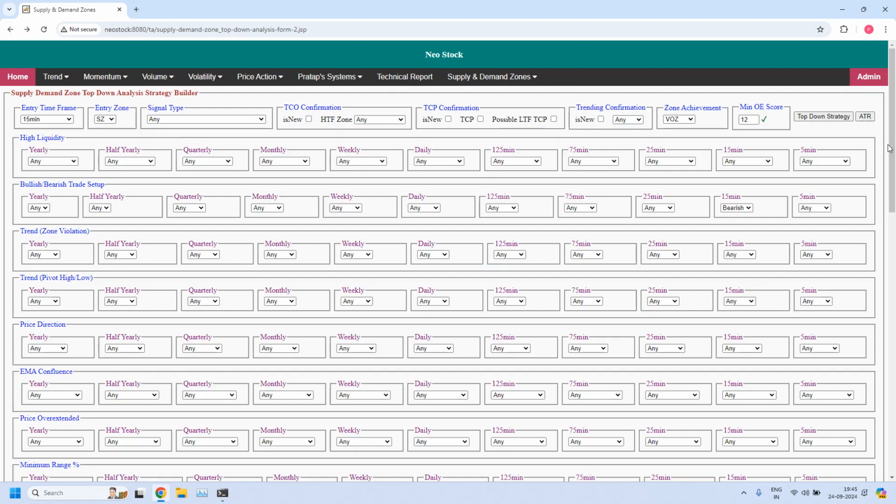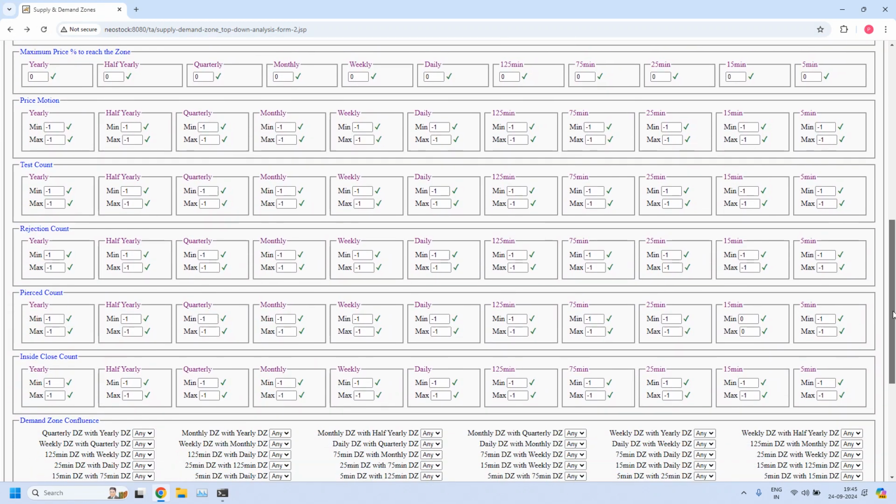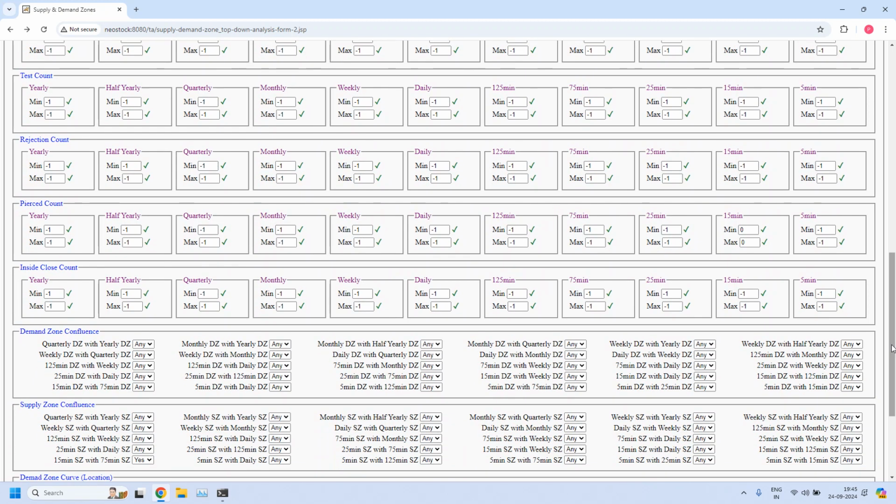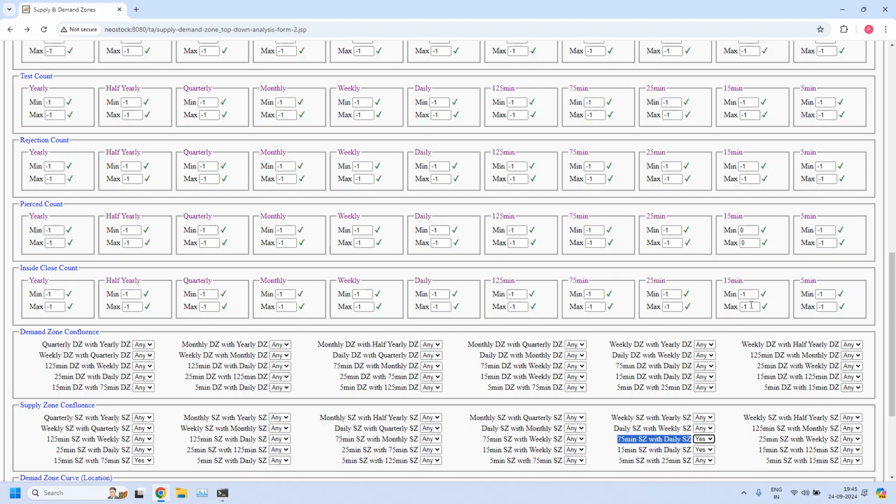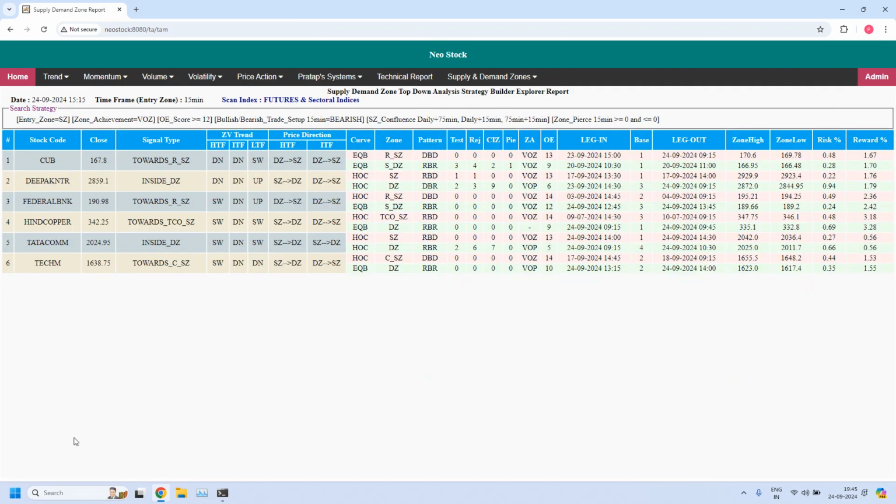So let me enable 2 more filters. Already 1 filter is added. That is 15-minute supply zone with 75 is already enabled. Next 15-minute supply zone with daily supply zone I am enabling, and also 75 with daily supply zone I am enabling. With all the 3 filters, let's verify. Out of 7, 6 stocks are having LTF, ITF, HTF confluence. That means the 15-minute supply zone is part of the 75-minute supply zone. Both 15 minutes and 75 minutes together are again part of the daily supply zone. That means everything is part of daily.